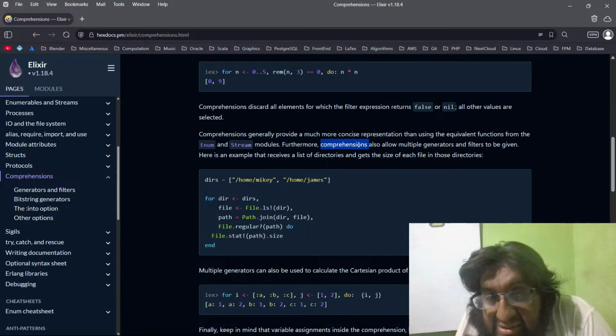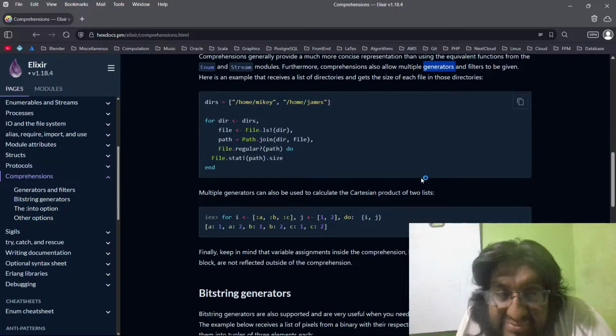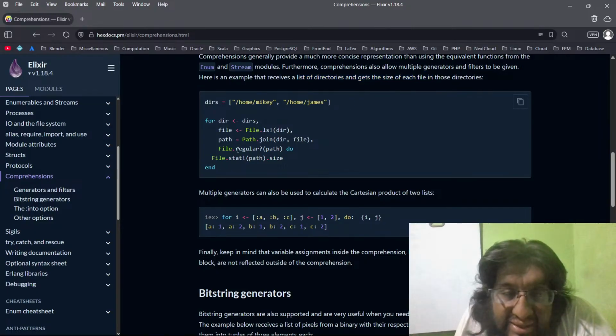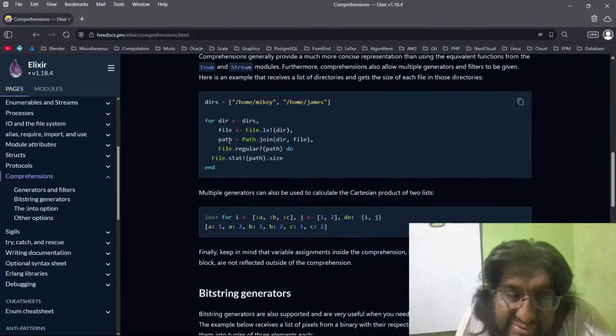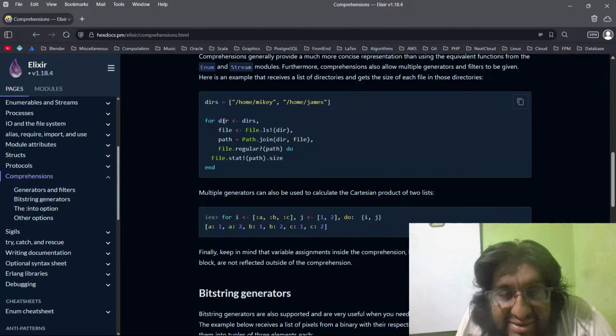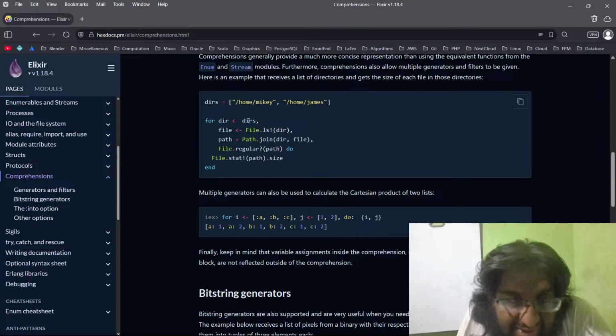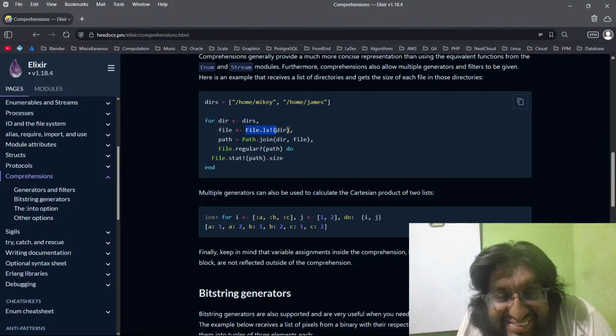Furthermore, comprehensions also allow multiple generators. Okay, list of directories, and then you have this beautiful for comprehension with several generators. Dir that is being extracted from dirs, file that is being extracted from file ls.